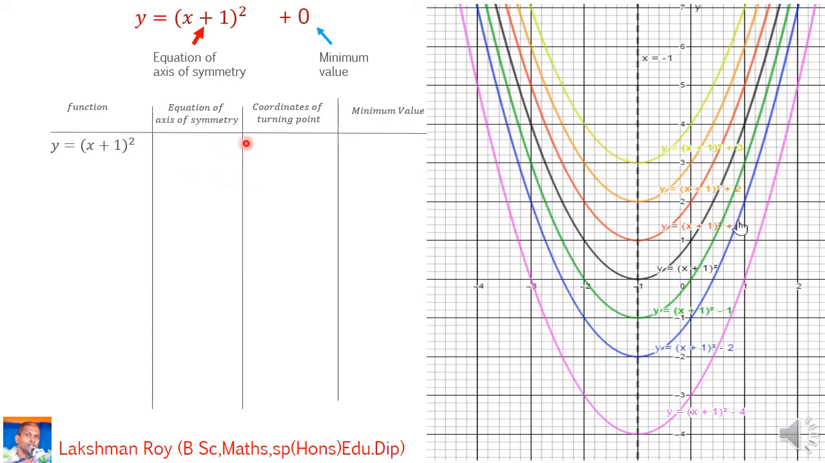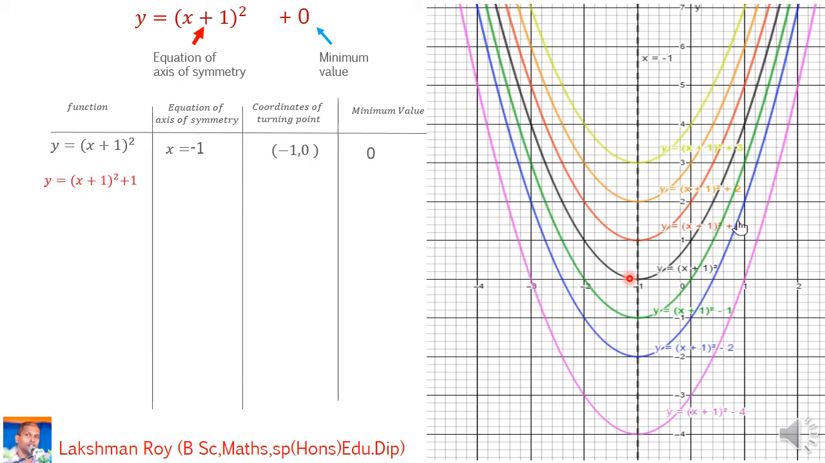Now you can see in every graph the equation of the axis of symmetry is x equals -1, so that is not changed and I am not going to explain it again. Then the coordinates of the turning point: see this black one turns at this point. The x coordinate is -1 and the y coordinate is 0. That is the coordinate of the turning point. What is the minimum value? The minimum is 0.